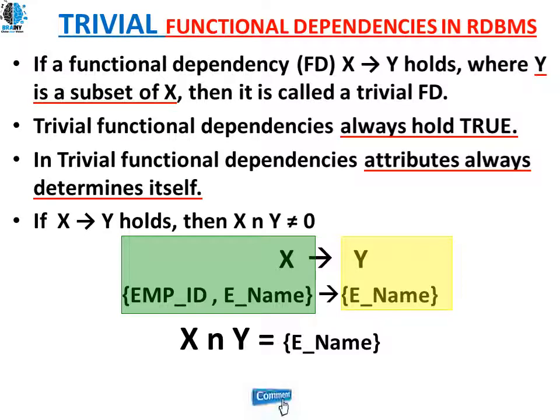Trivial functional dependencies always hold true at any point of time, because this type of functional dependency determines itself. Here you can see X has employee ID and employee name. So employee name exists in X, and the name is going to determine the name again. By seeing this, you can easily say this is a trivial functional dependency, which is always true.